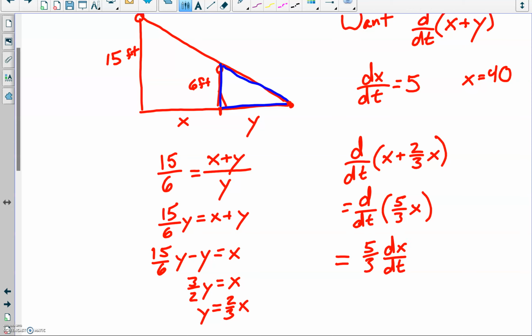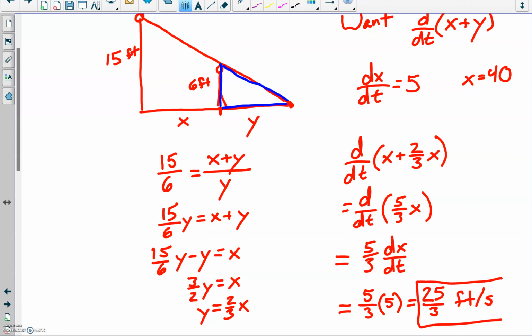And in this case, notice we didn't even need the 40. Sometimes that'll happen. They'll give you extra information. So I just plug in the 5 that was given for the change in the X part. And I get 25 over 3. And this would be feet per second. So the tip of the shadow is moving at 25 over 3 feet per second.